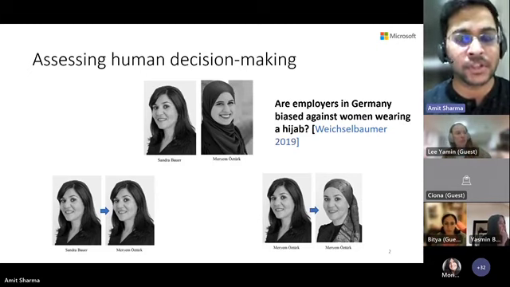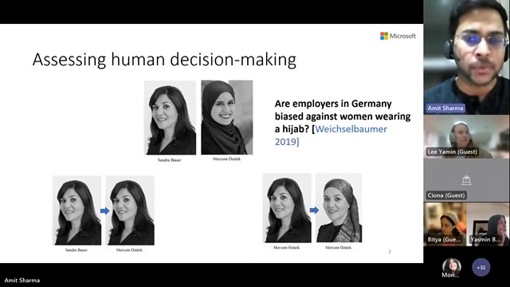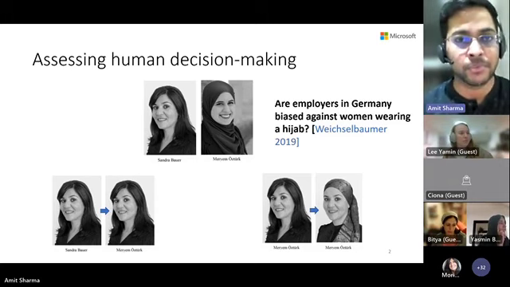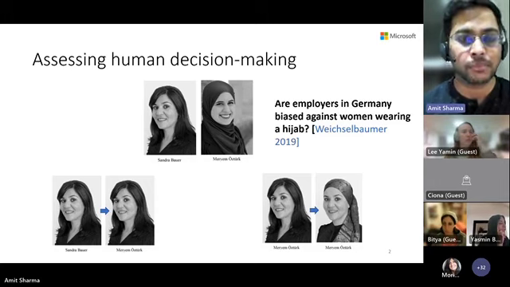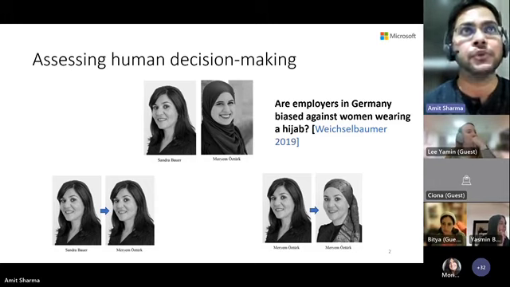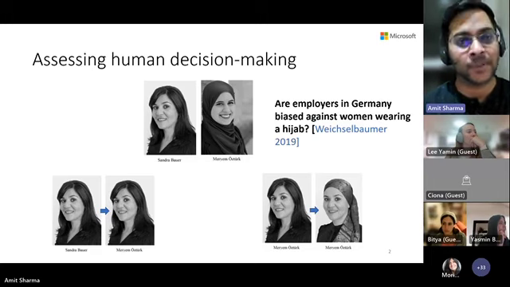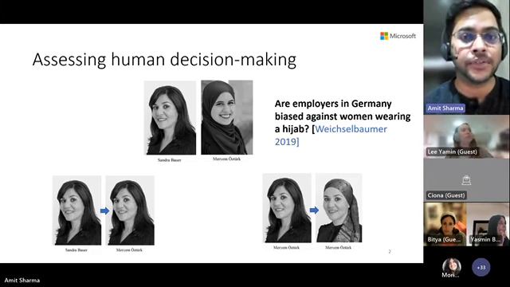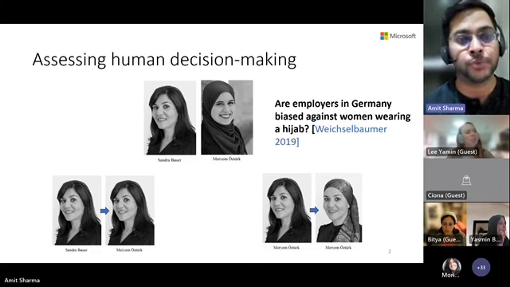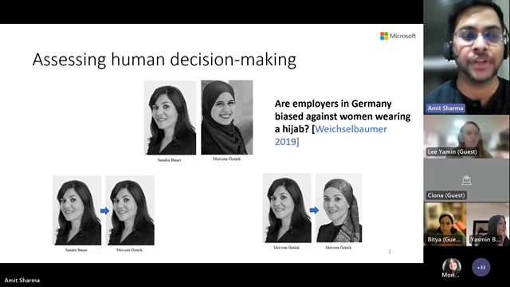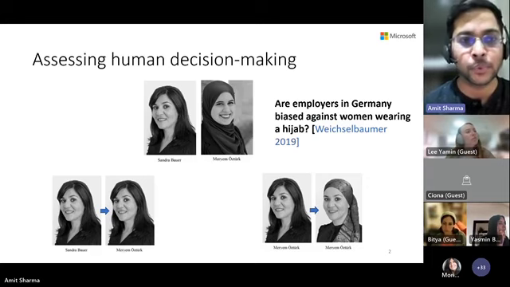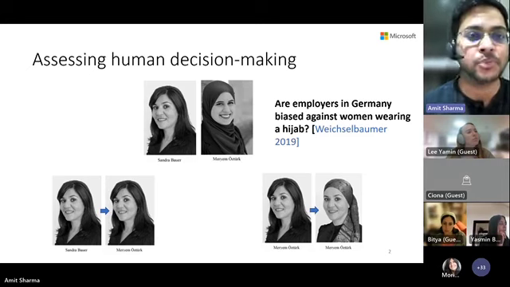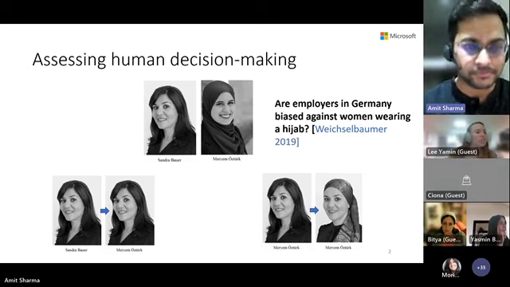So I'm showing you one example from a study in Germany where a researcher, a social scientist, was interested in studying whether employers in Germany are biased against women wearing a hijab. And typically, if you just look at job applications and see how many people apply and how many people get a response, it's really hard to figure out whether it was because of someone wearing a hijab. And it turns out, interestingly, in Germany you are supposed to add your photo to your resume. And that's why they were able to look at this question.